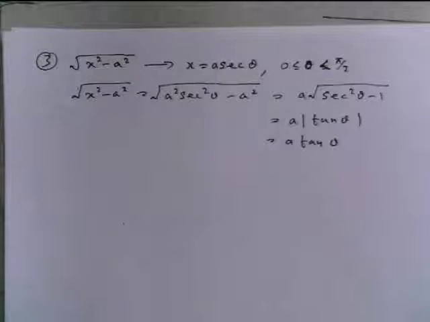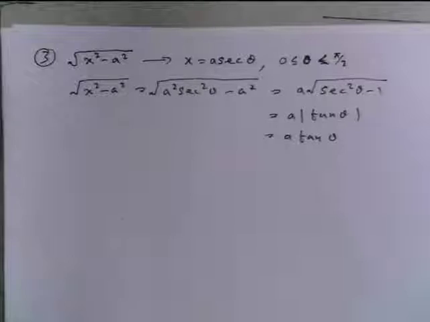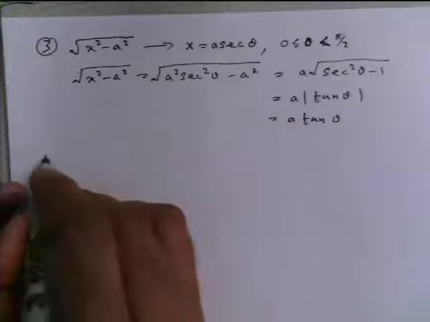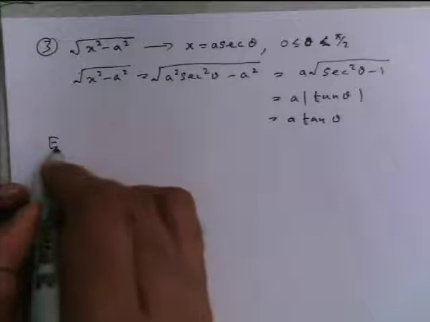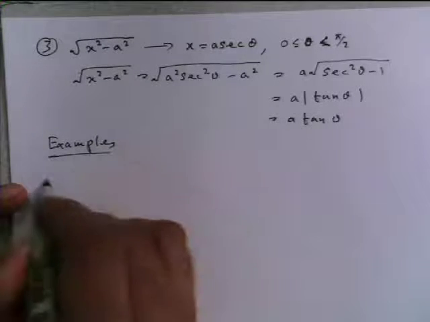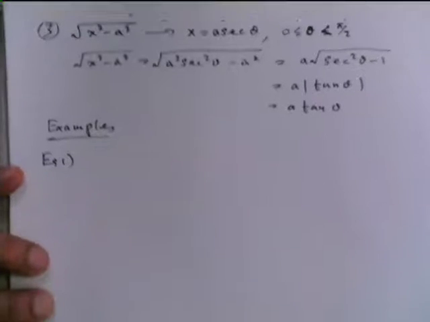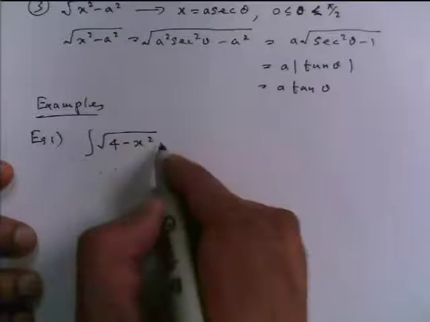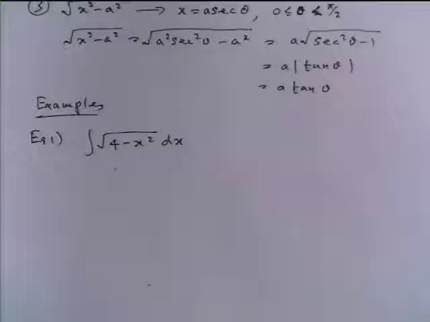Okay, so let's try to do two or three examples. Let's do the one we got stuck on. What was that? The integral of the square root of 4 minus x squared dx. We could not do that before, but now we can. So what substitution?